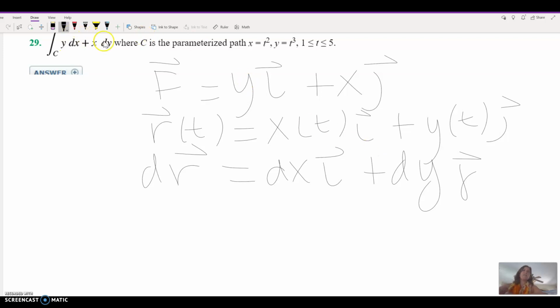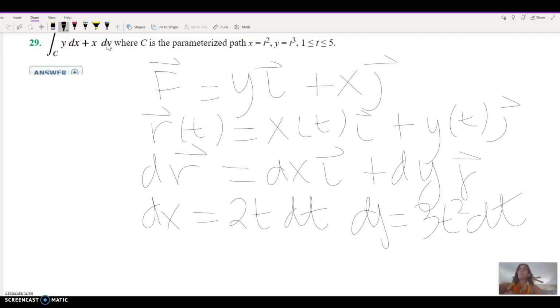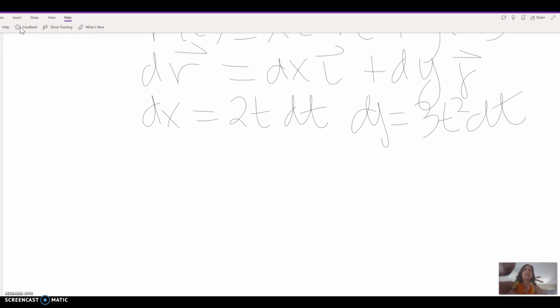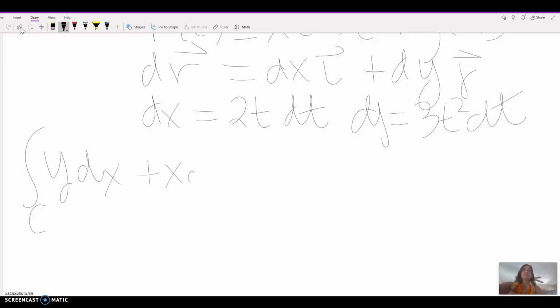So here we have y times dx, x times dy. So now I can just compute things and substitute, right? They're giving me x, so I can find dx. dx would be 2t dt. And they gave me what y is, so dy would be 3t squared dt. So now when I substitute everything in, they asked me to find the line integral along this path of y dx plus x dy.